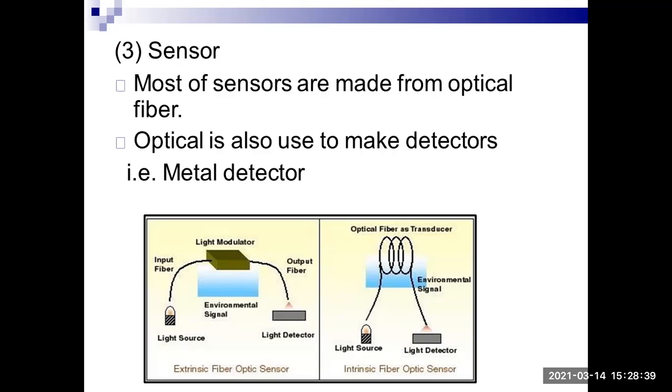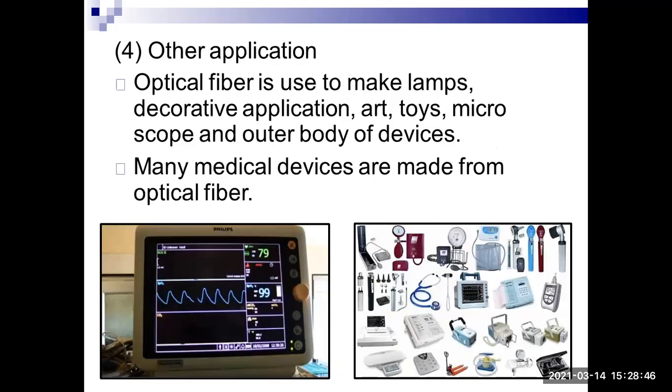You can see that you have extrinsic fiber optic sensors and intrinsic fiber optic sensors. Optical fiber is also used to make decorative items, lamps, toys, and microscopes. Many medical devices are made from optical fibers. These are some devices in which the optical fiber is used as one of the components. Now with this we go to another important aspect that we'll discuss here.